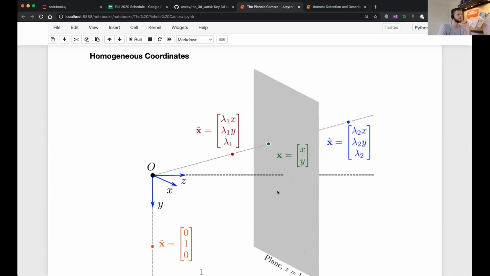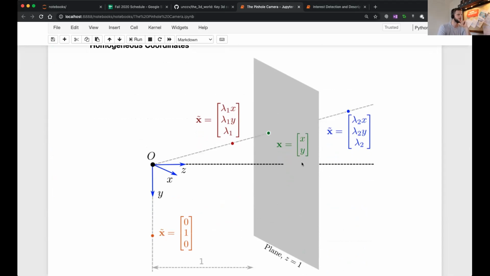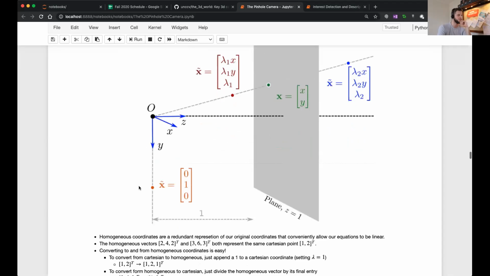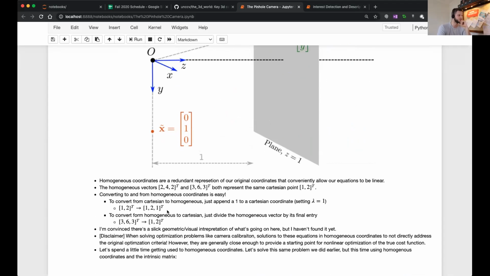So this is a plot from Prince's computer vision book, and he's trying to explain the idea of homogeneous coordinates. The idea is that every point on an array is going to have an equivalent representation in homogeneous coordinates. We won't spend a ton of time on that idea, so don't worry about it too much. The main thing I want you to pay attention to is how we convert to and from homogeneous coordinates.